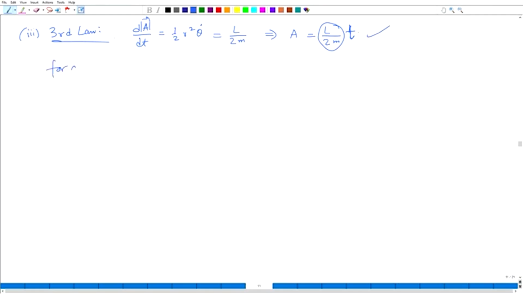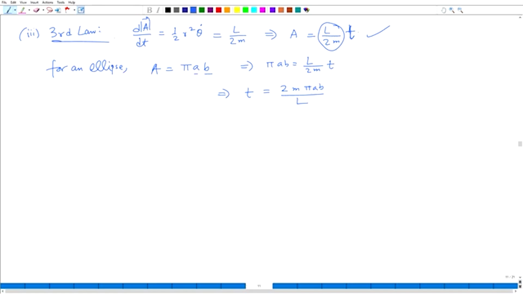Now, for an ellipse, this area A is nothing but pi times A times B, where A is the semi major axis and B is the semi minor axis. So I can write that pi A B will be equal to L by 2m times T, and that is why this T will be 2 m pi A B by L.